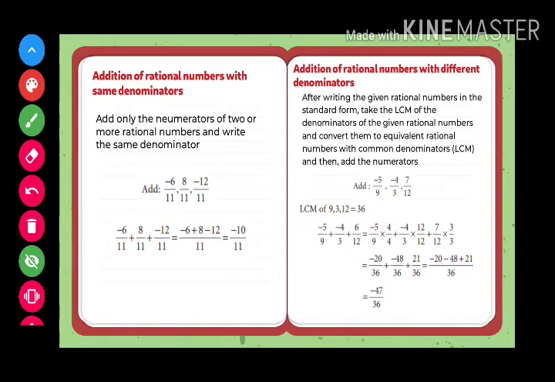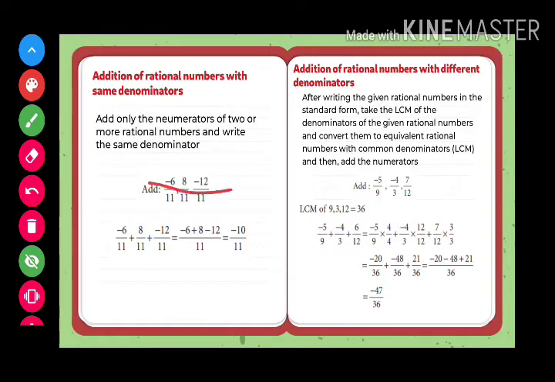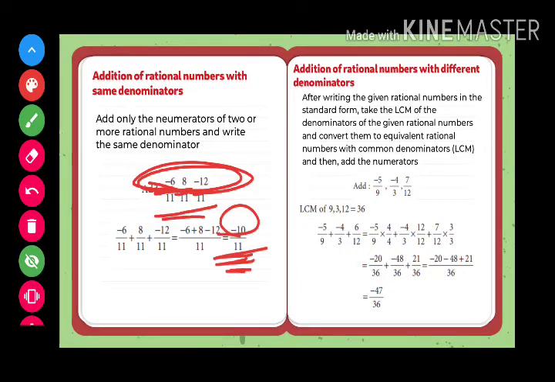Okay, addition of rational numbers with same denominators. We have three rational numbers with same denominators. In this case, what we have to do is add only the numerators of two or more rational numbers and write the same denominator. Here we have minus 6, 8 and minus 12. If we add all the three numerators, we get minus 10. And the denominator we are writing as 11.